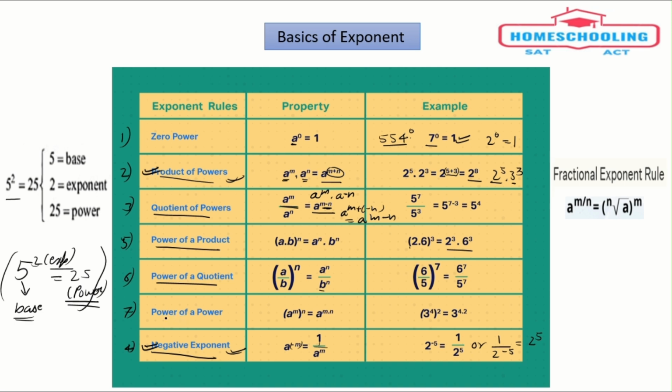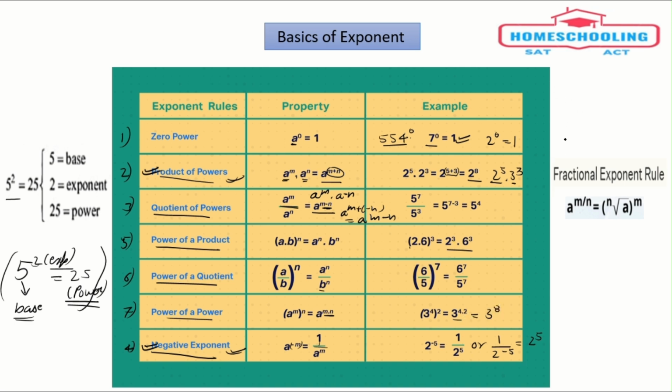power of a power. As we can see, a to the power m is given, and the whole of that has a power of n. So we will multiply both the powers. So 3 to the power 4, and whole square of that, would be 3 to the power 4 into 2. So this would be written as 3 to the power 8.